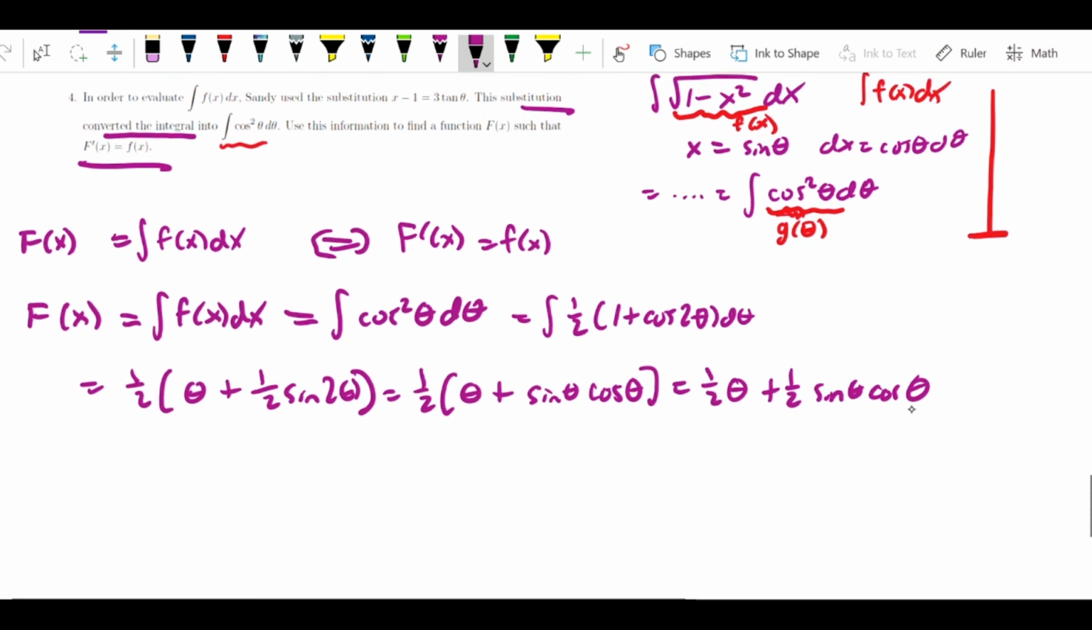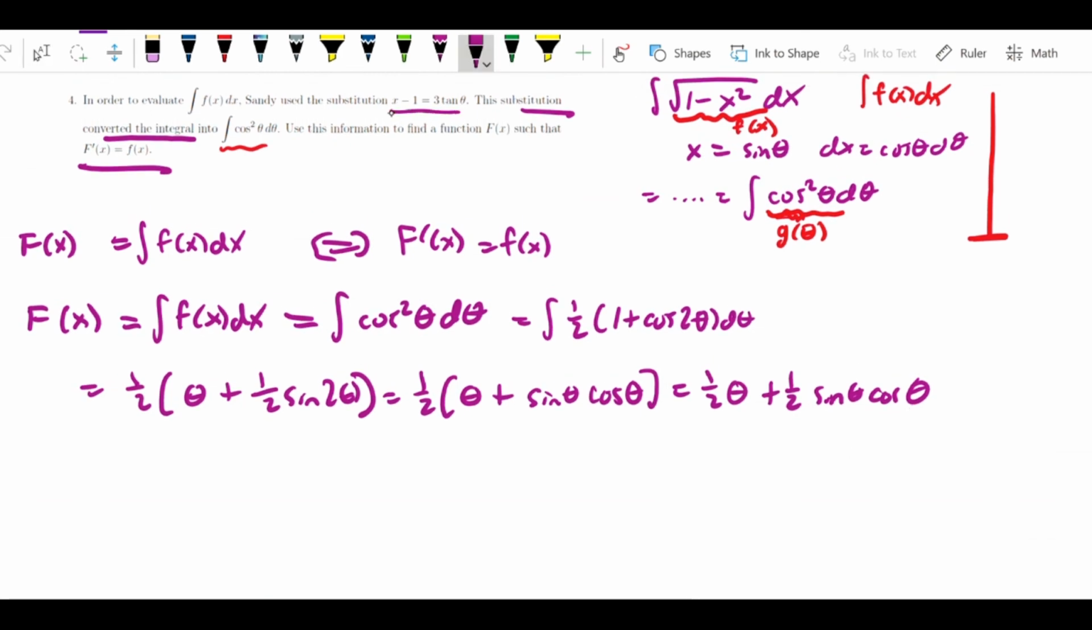Now, what do we do? We write the triangle. We're already told what the substitution is. So what that means is that if x minus 1 equals 3 tan theta, then x minus 1 over 3 equals tan theta. So that's x minus 1 and 3. And that means that the hypotenuse is going to be the square root of 9 plus x minus 1 squared by the Pythagorean theorem.